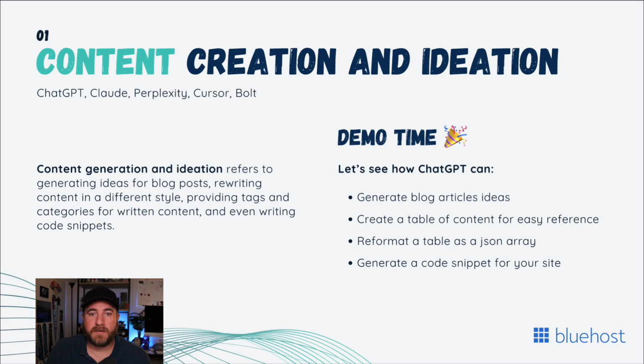So first, we'll get to our first demo in just a second here. We'll talk about content creation and ideation. Again, I've listed some tools here: ChatGPT, Claude, Perplexity, Cursor, and Bolt. Cursor and Bolt are more on the development side of things, writing code. Content generation and ideation refers to generating ideas for blog posts, rewriting content in a different style, providing tags and categories, even writing some code snippets. So let's hop into ChatGPT and I'll show you a little bit about how we can look at generating blog article ideas, creating a table, doing some reformatting of content, and even generating a code snippet.